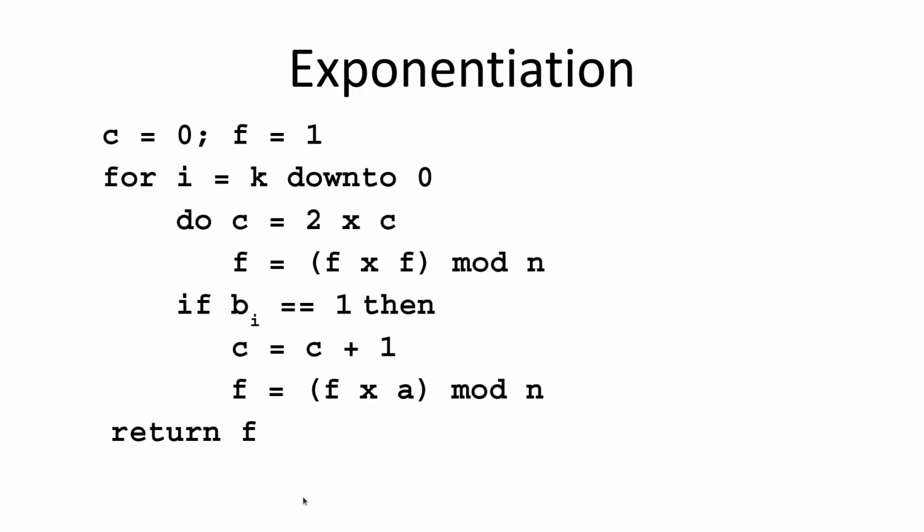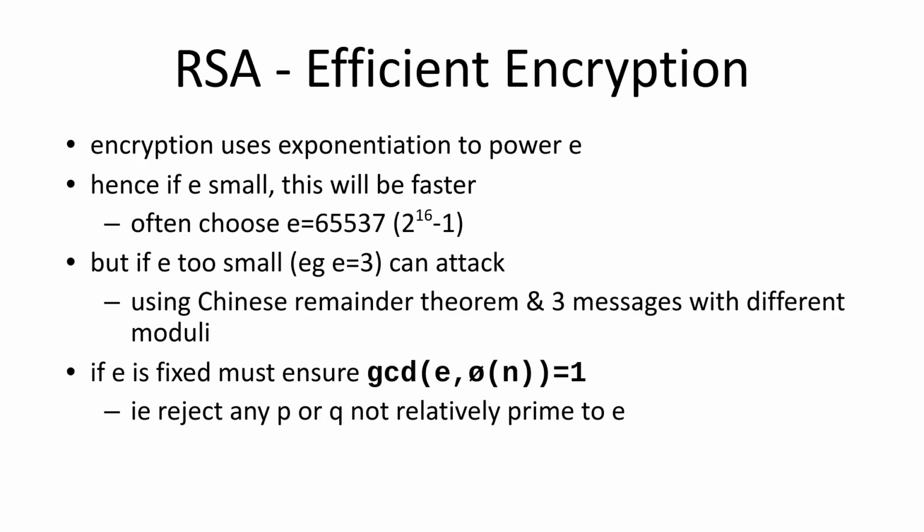Okay, so this is the algorithm for the square multiply. This is the code for the square multiply algorithm. And now we are going to look at efficient encryption.